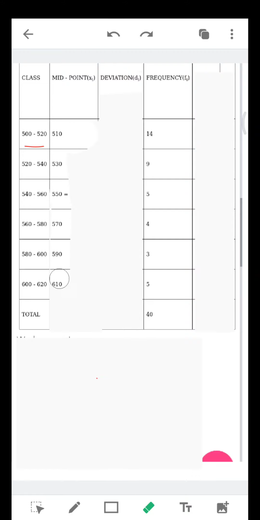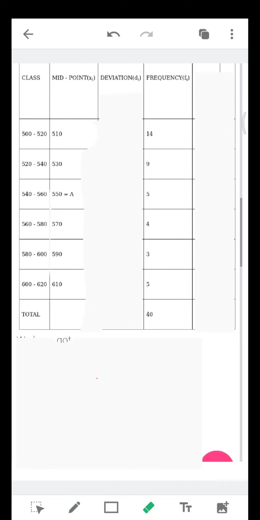You can see all the mid values are here: 550, 570 and 590, and the last is 610. You can even see the difference when you're finding the mid value. 530 minus 510 is 20. So with a gap of 20 you can just write the mid values. It's very simple. 530 plus 20 is 550, then plus 20 is 570, plus 20 is 590, then plus 20 is 610. That's very simple to find the mid values.